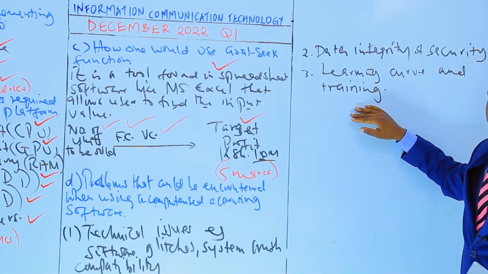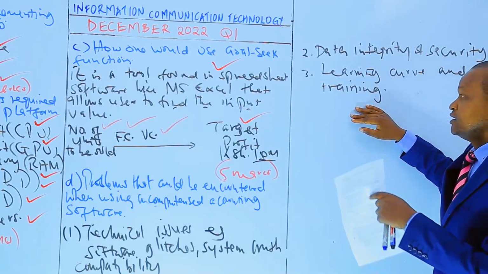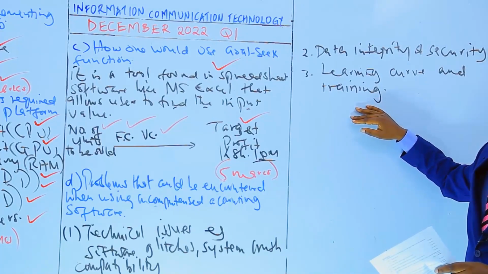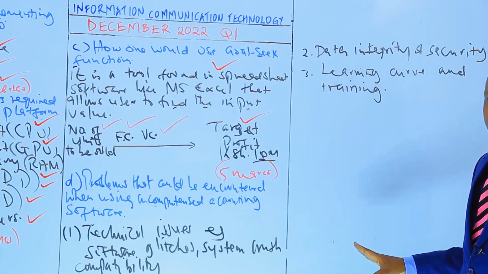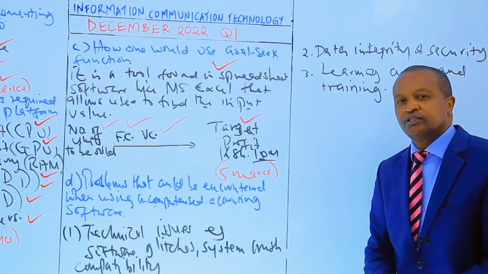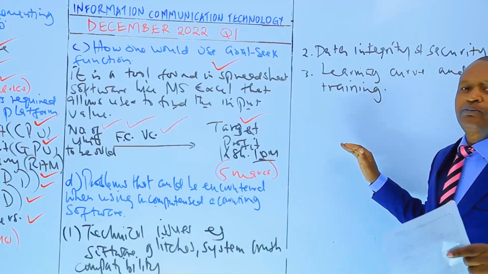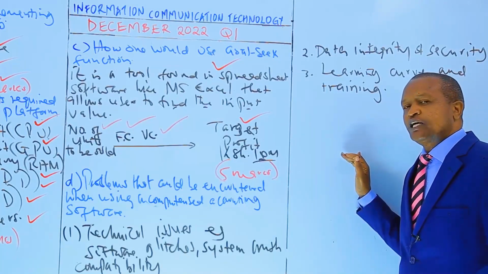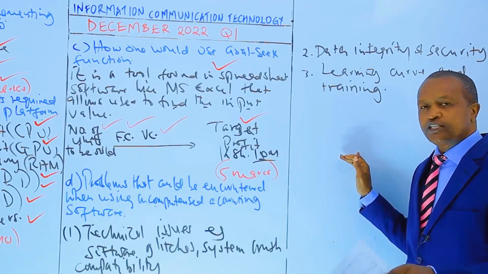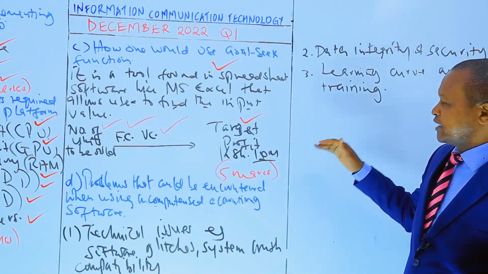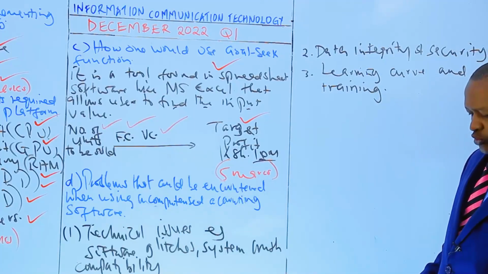So adequate training and support are essential to ensure effective use of the software and minimize user errors. So candidates, these are some of the problems. They are not the only problems. There are many problems, but all in all, it is important for organizations to be aware of these potential problems and take appropriate measures such as regular software updates, data backup procedures, training programs, in order to address and mitigate any issues that may arise when using computerized accounting software.